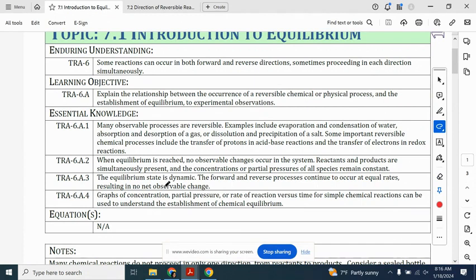it isn't where your products and your reactants are equal amounts. Okay? A lot of times people get to the point where they think that equilibrium is where you have an equal amount of reactants and products.